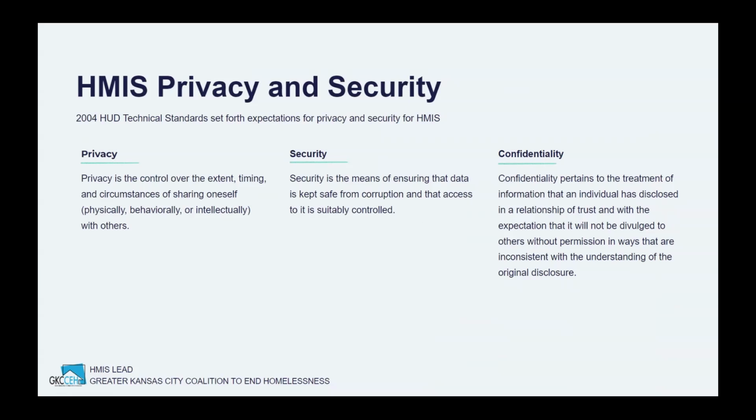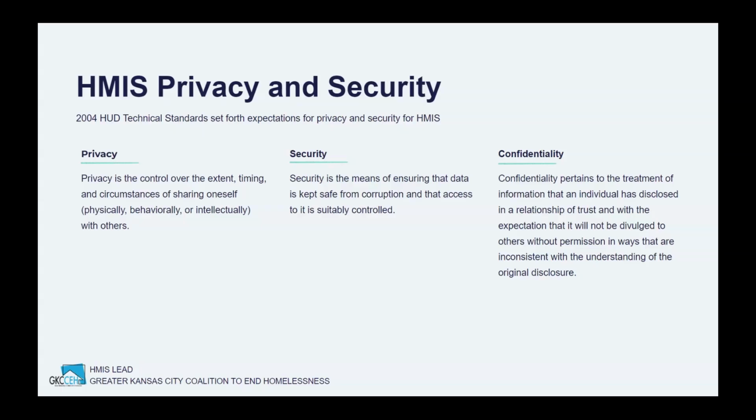The 2004 HUD technical standards set forth expectations for privacy and security for HMIS. Privacy is defined as the control over the extent, timing, and circumstances of sharing oneself with others. Security is the means of ensuring that the data is kept safe from corruption and that the access to it is suitably controlled.